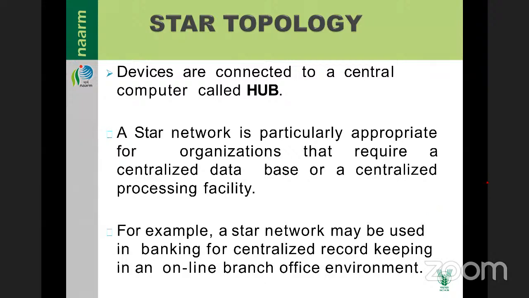For example, a star network may be used in a bank for centralized record keeping in an online branch office environment. Whatever is connected goes to some database, because there are many banks. This is one bank, this is another bank. Like that in star topology, all directions are controlled by a centralized database. For example, State Bank of India may keep for every city one main branch. The main branch is the centralized database for all the banks. All the transactions are finally recorded into this centralized record.